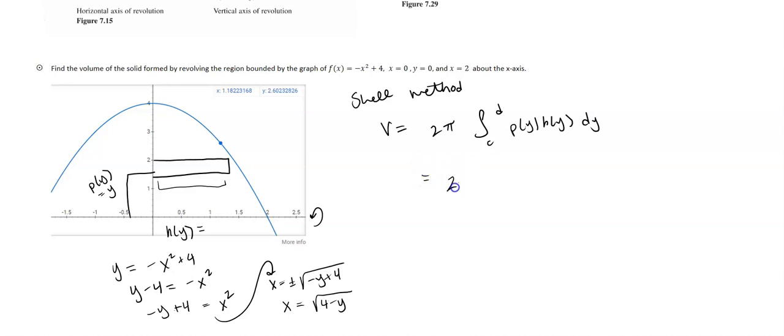So V then is going to be 2 pi times the integral from, and we need our c to d, so that's c equals 0 and d equals 4 for the shape, of y times the square root of 4 minus y dy.